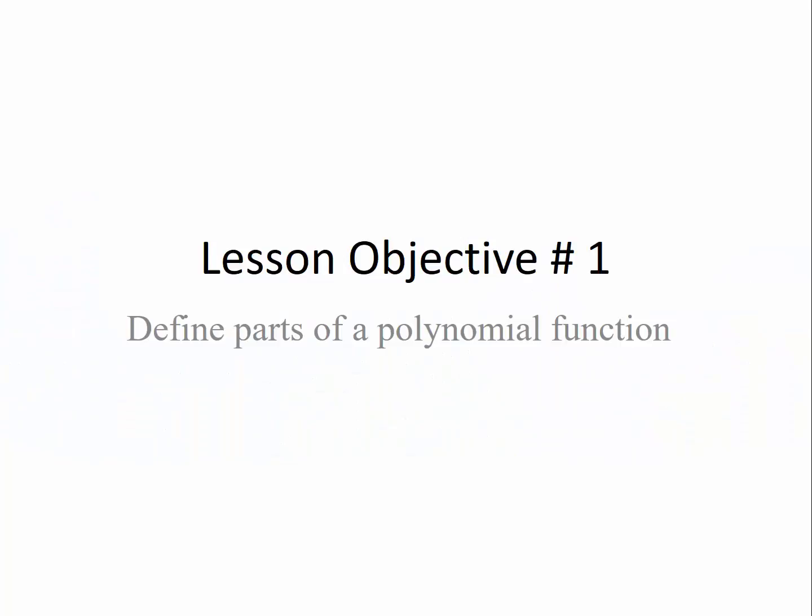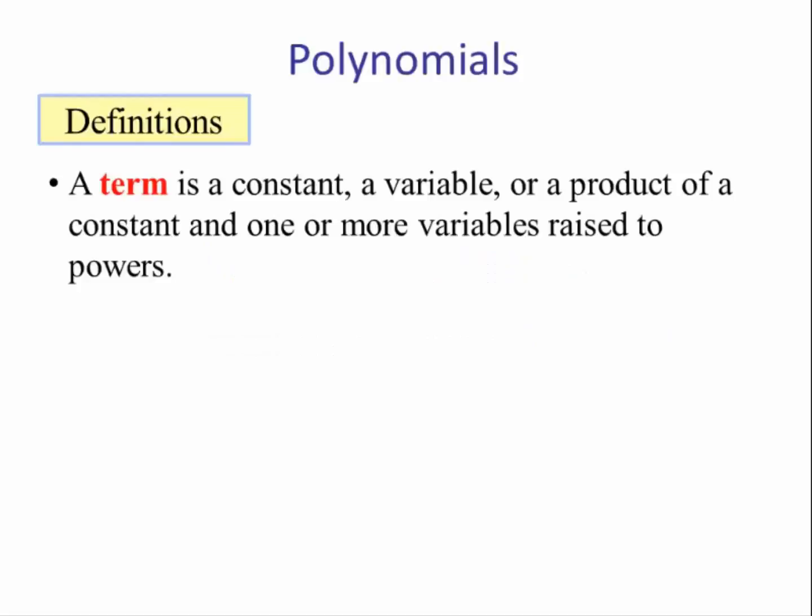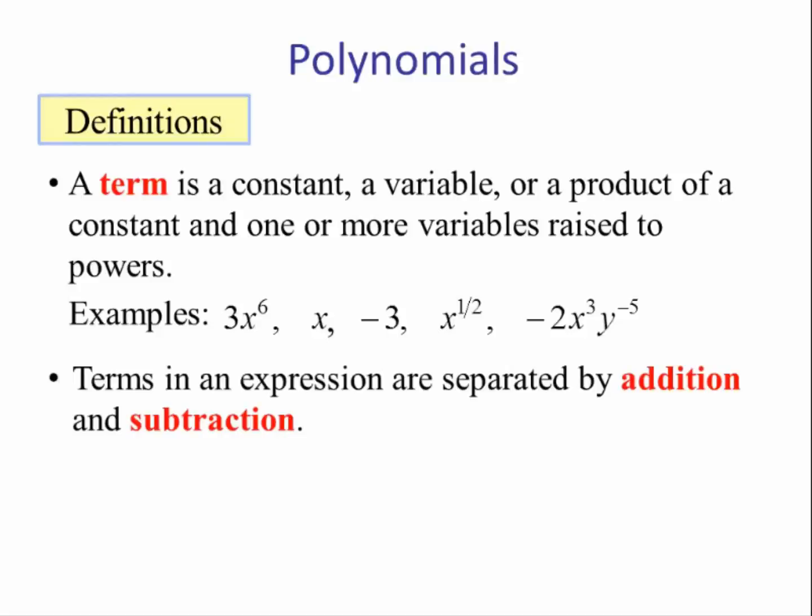Back to the video, lesson objective number 1. Definitions. A term is a constant, a variable, or a product of a constant and one or more variables raised to powers. Examples: 3x to the 6 is a term, x, negative 3, x to the 1/2 power, and negative 2x to the 3rd, y to the negative 5th are all examples of a term. Terms in an expression are separated by addition and subtraction.